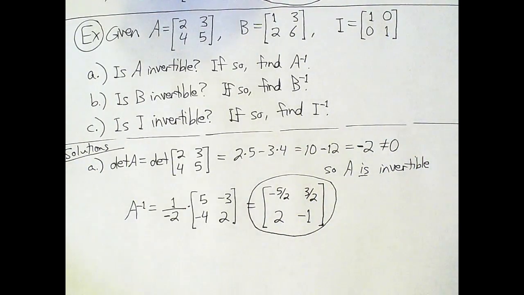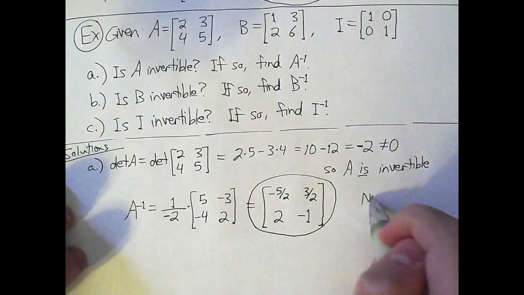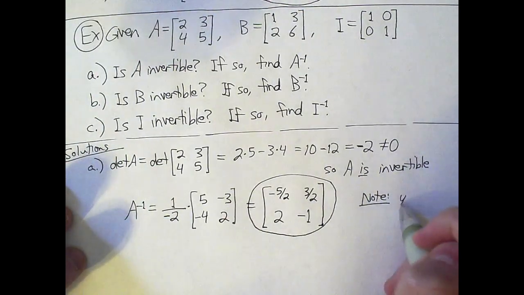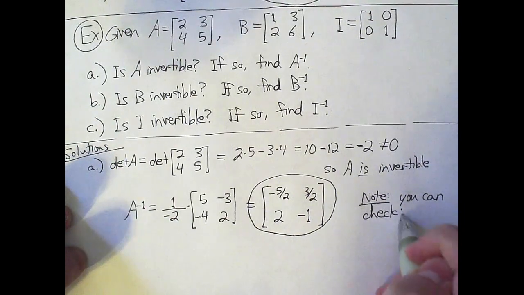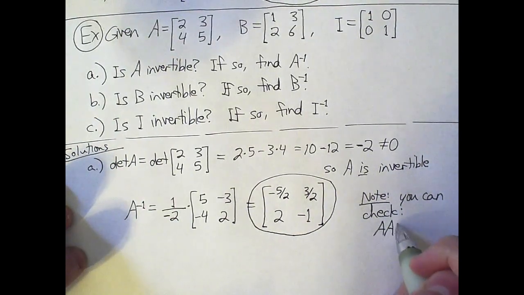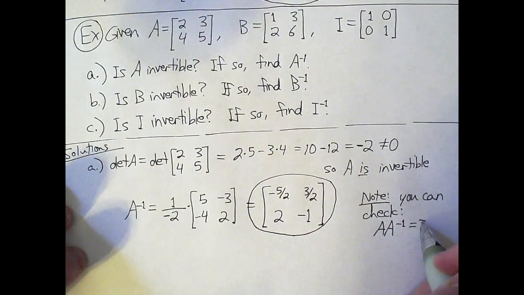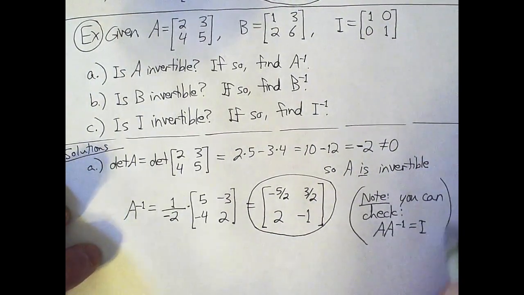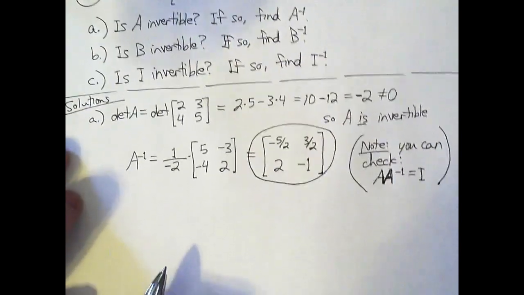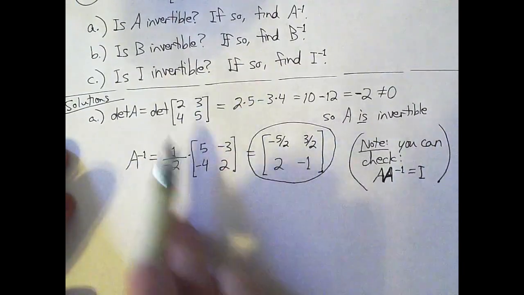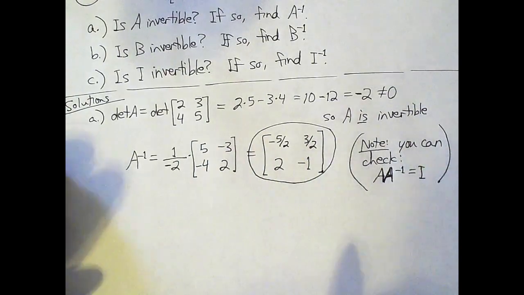Oh, by the way, remember, if you want to, you can check that A times A inverse equals I. That was in the original definition of an inverse, right? And if you check that, then you would be 100% sure that you found the correct inverse. But it's optional whether you check it. As long as you did these steps carefully, it will be the correct inverse.